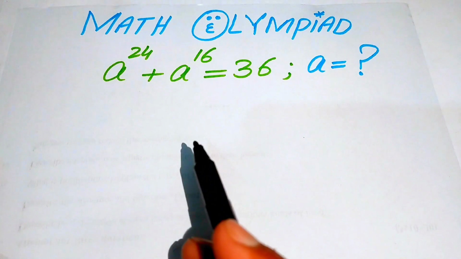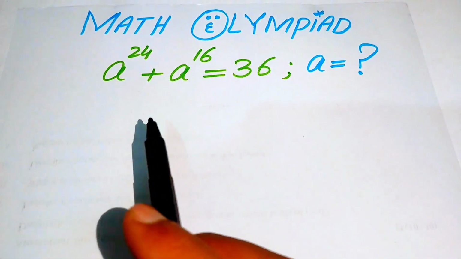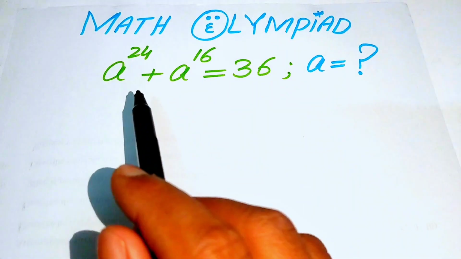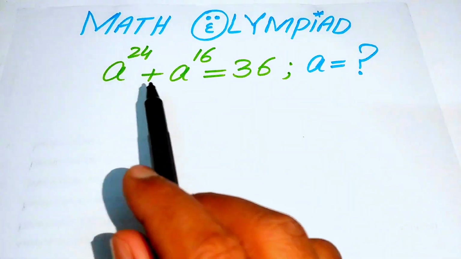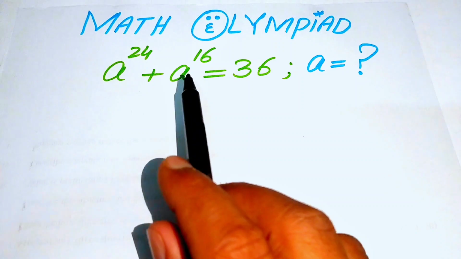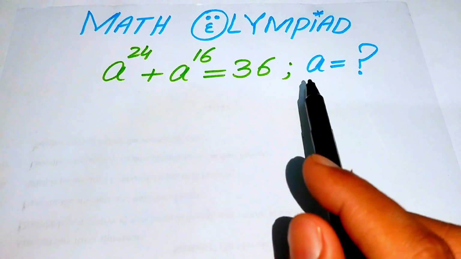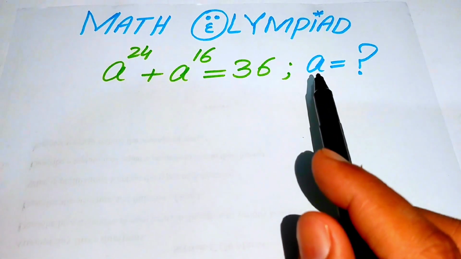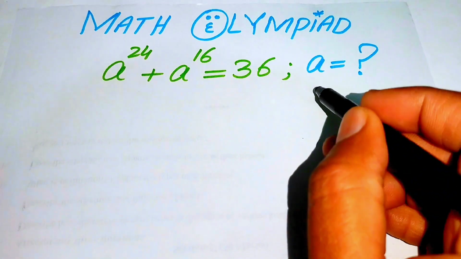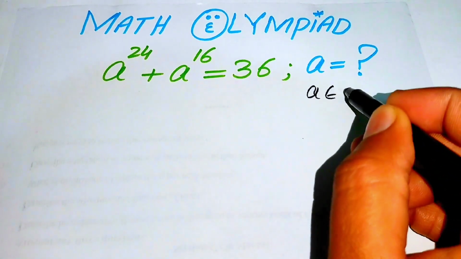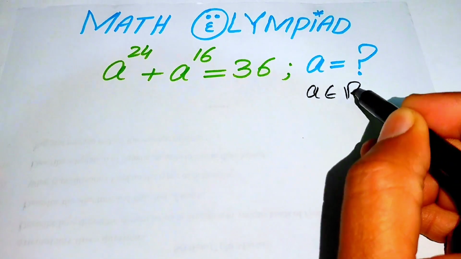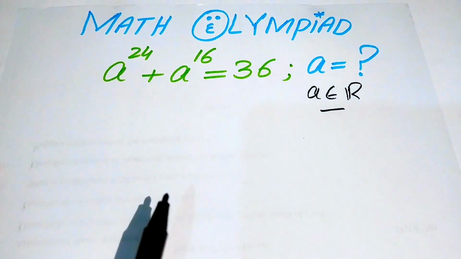In this video, we are going to solve this nice math Olympiad algebraic problem. Here we have a to the power of 24 plus a to the power of 16 equals 36, and we find the values of a. Just remember one thing: a belongs to R, so we just find the real values of a.